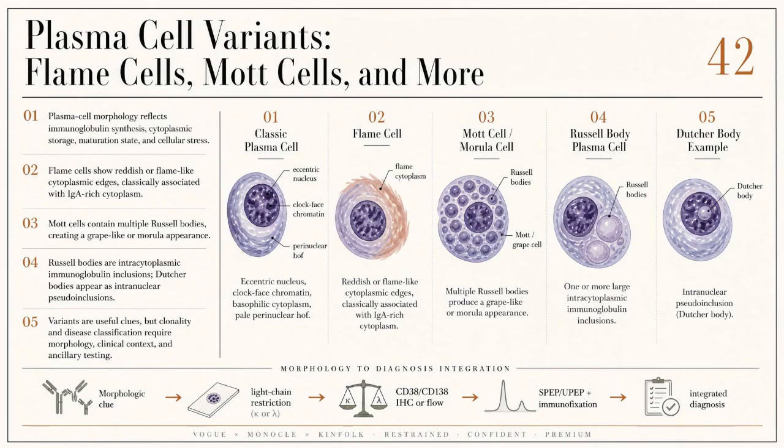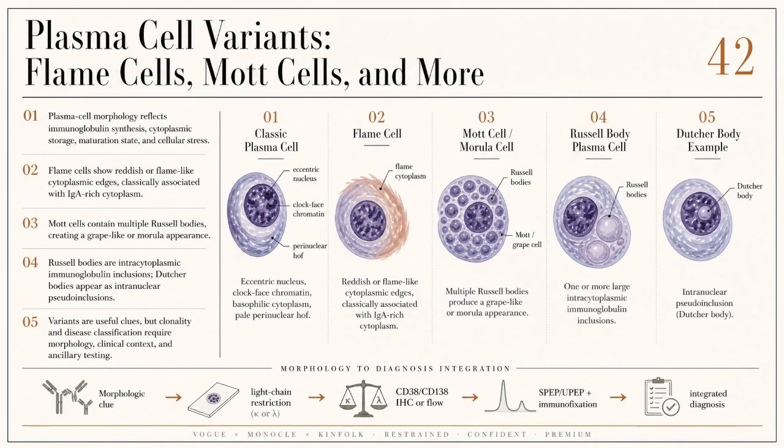Mott cells represent another fascinating plasma cell variant distinguished by the presence of multiple Russell bodies, large spherical inclusions filled with immunoglobulin that cluster within the cytoplasm, creating a characteristic grape-like or morula appearance. These inclusions signify defective secretion and intracellular retention of immunoglobulin, reflecting a disruption in the secretory pathway.